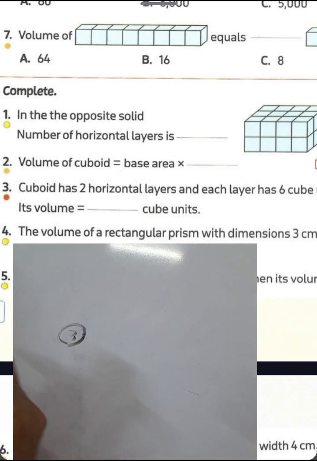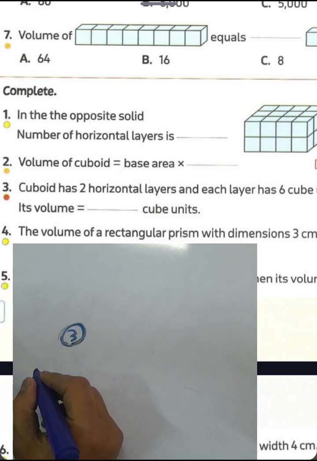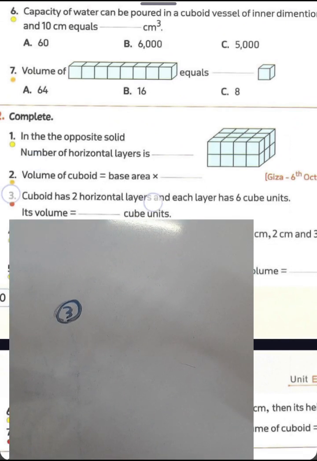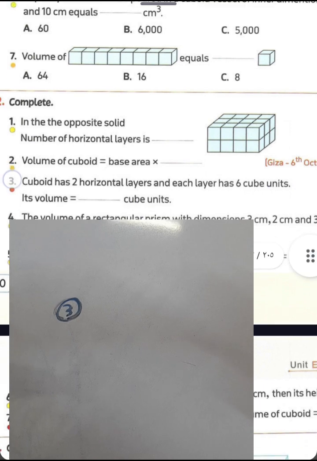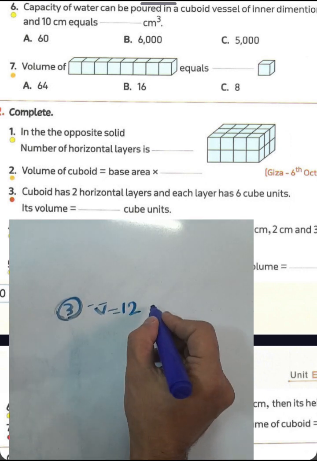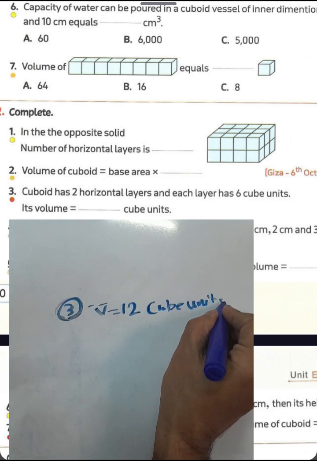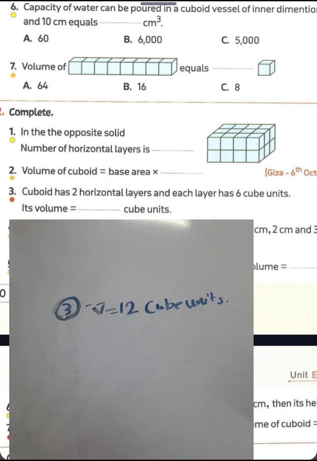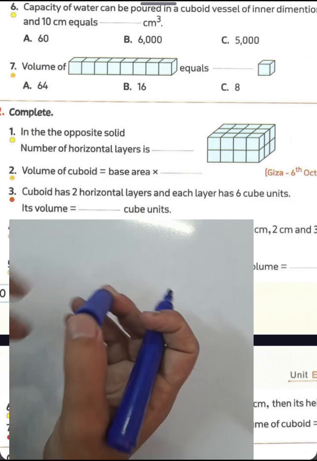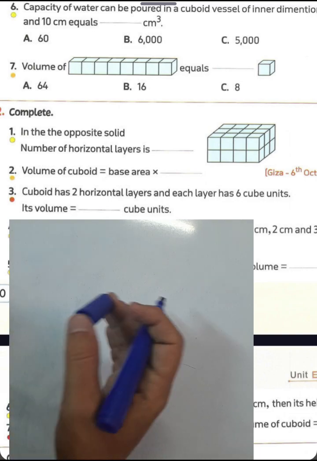Question number 3. A cuboid has two horizontal layers, and each layer has 6 cube units. Then its volume is 2 times 6 equals 12 cube units. Understood? The volume will be 12, the product between the number of horizontal layers and how many cubes are in each. Each layer contains 6 cubes, and 6 times 2 equals 12.